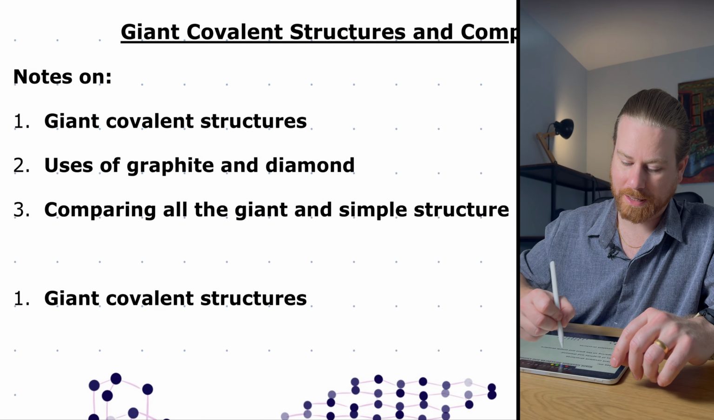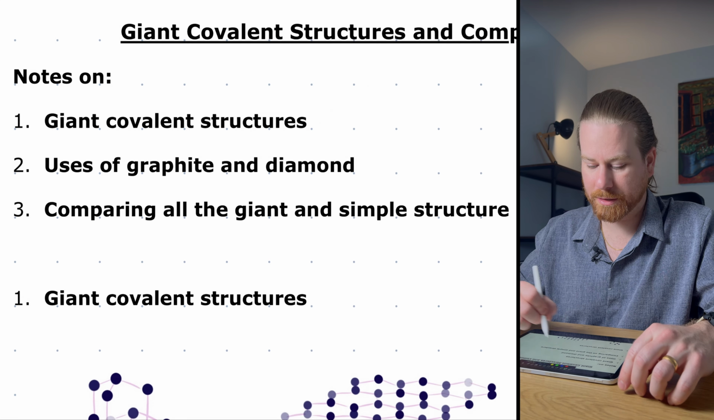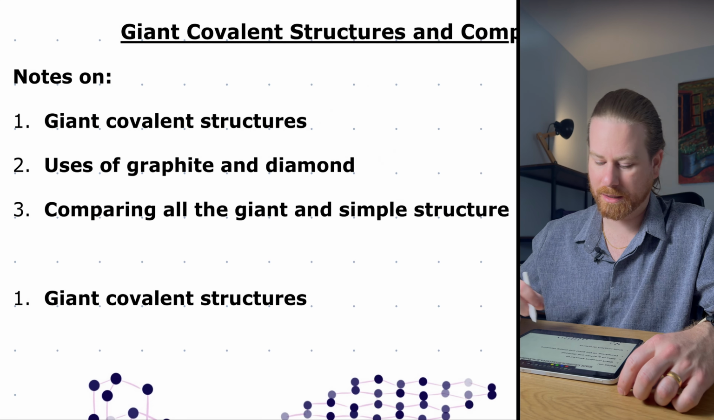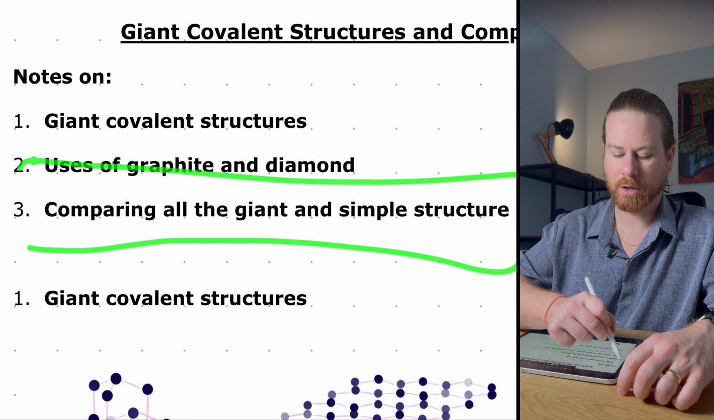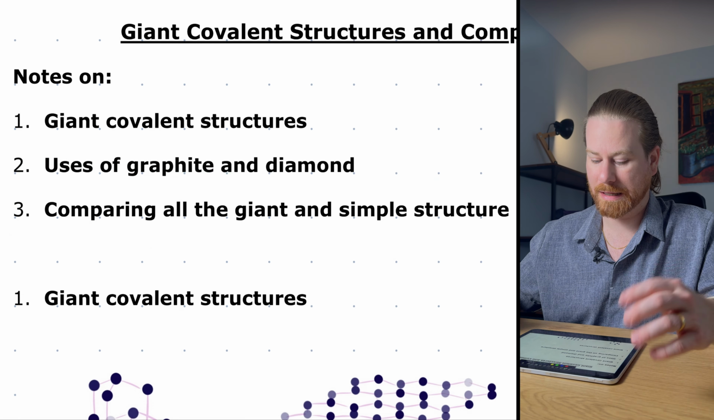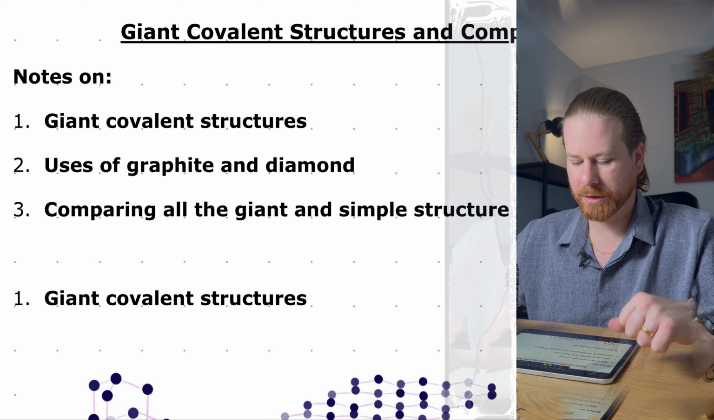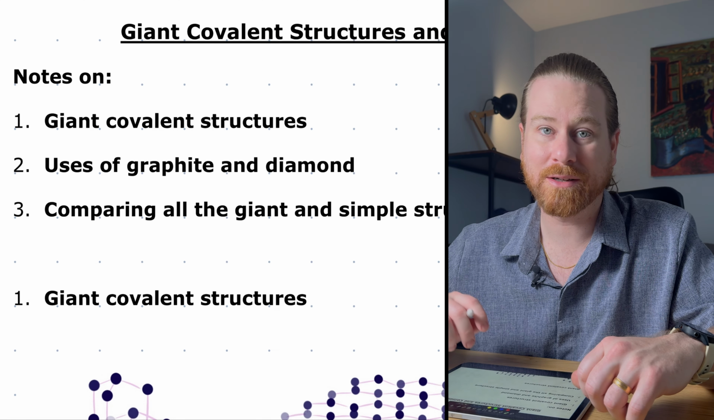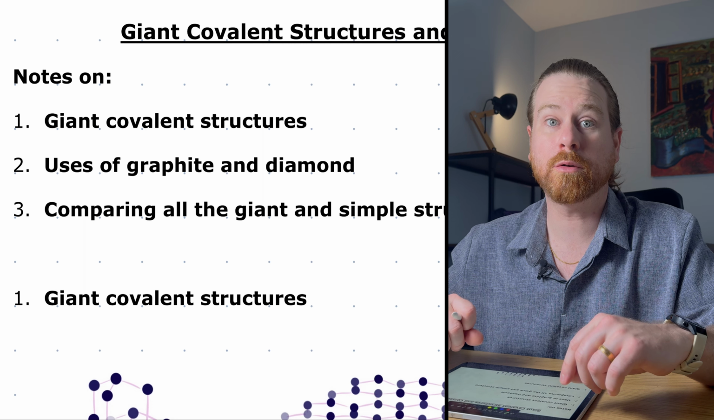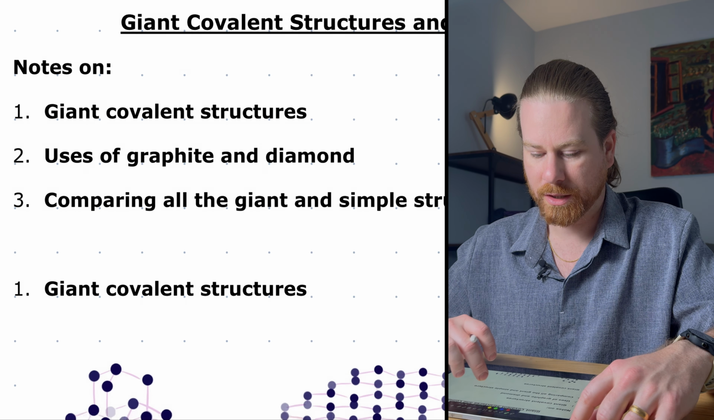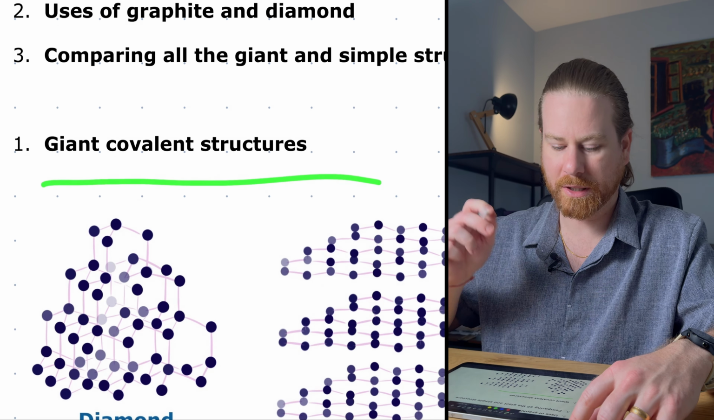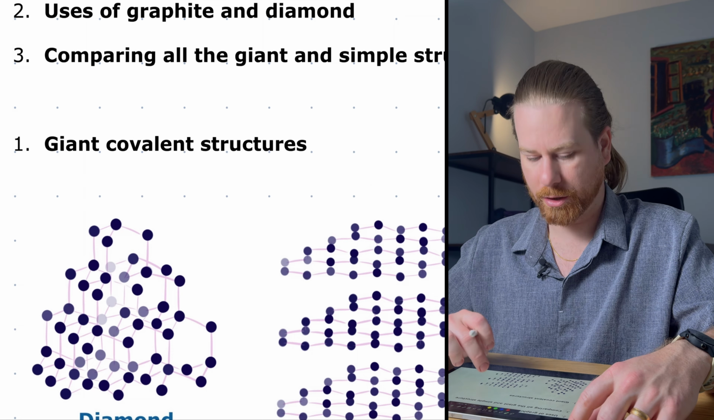Today we are looking at giant covalent structures, and then we'll be looking at some uses, followed by, this is the really important one, comparing all of the giant and simple covalent structures, including ionic bonding. And if you haven't done so already, please download this PDF so you can be making your own revision notes as we go through. So let's get started with the giant covalent structure.